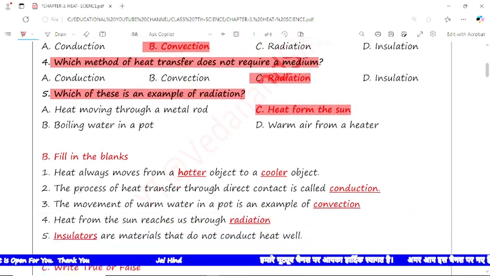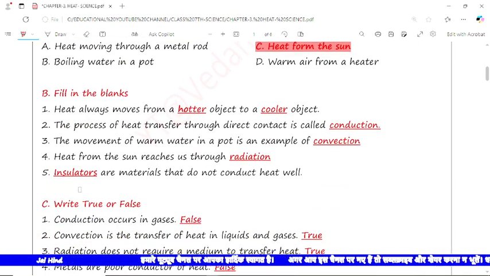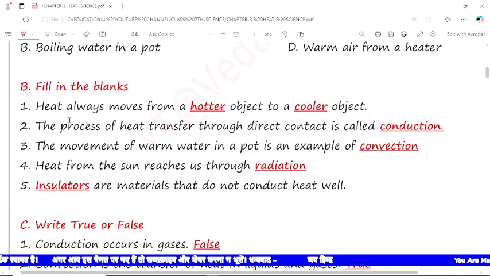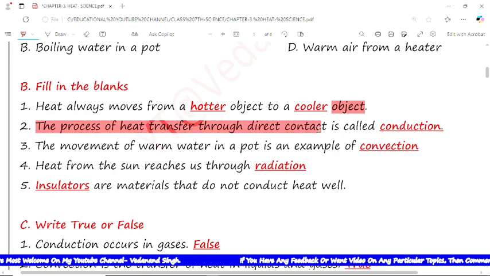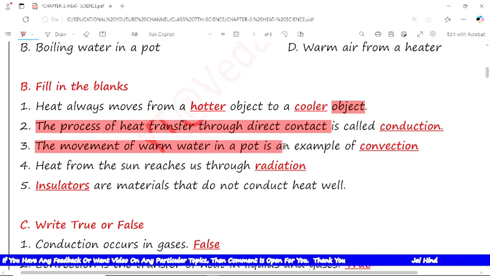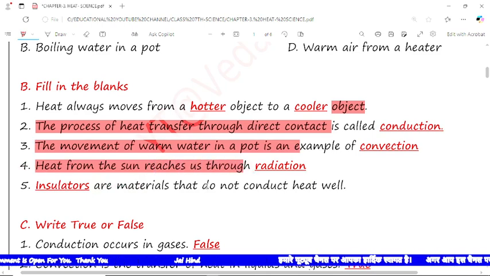Now the next question is the fill in the blanks. I have written the answer with the red colors here. What you have to fill in the blanks: heat always moves from hotter object to cooler object. So in the first you will fill up hotter and in the second cooler. Now the next is, the process of heat transfer through direct contact is called conduction. Now the next is, the movement of warm water in a pot is an example of convection. Now the next is, heat from the sun reaches through radiation. Now the next is, insulator materials do not conduct heat as well. It does not conduct any heat or electricity.